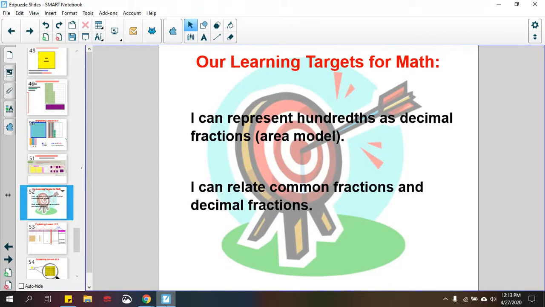All right, so our learning targets for today are I can represent hundredths as decimal fractions using an area model. So again, same target we've been working on for a while. We're going to talk about the hundredths place in fractions and decimals. And then our second target is I can relate common fractions and decimal fractions. So we're going to talk about how two things can look differently, like a mixed number or a fraction or a decimal, but they still stand for the same thing.